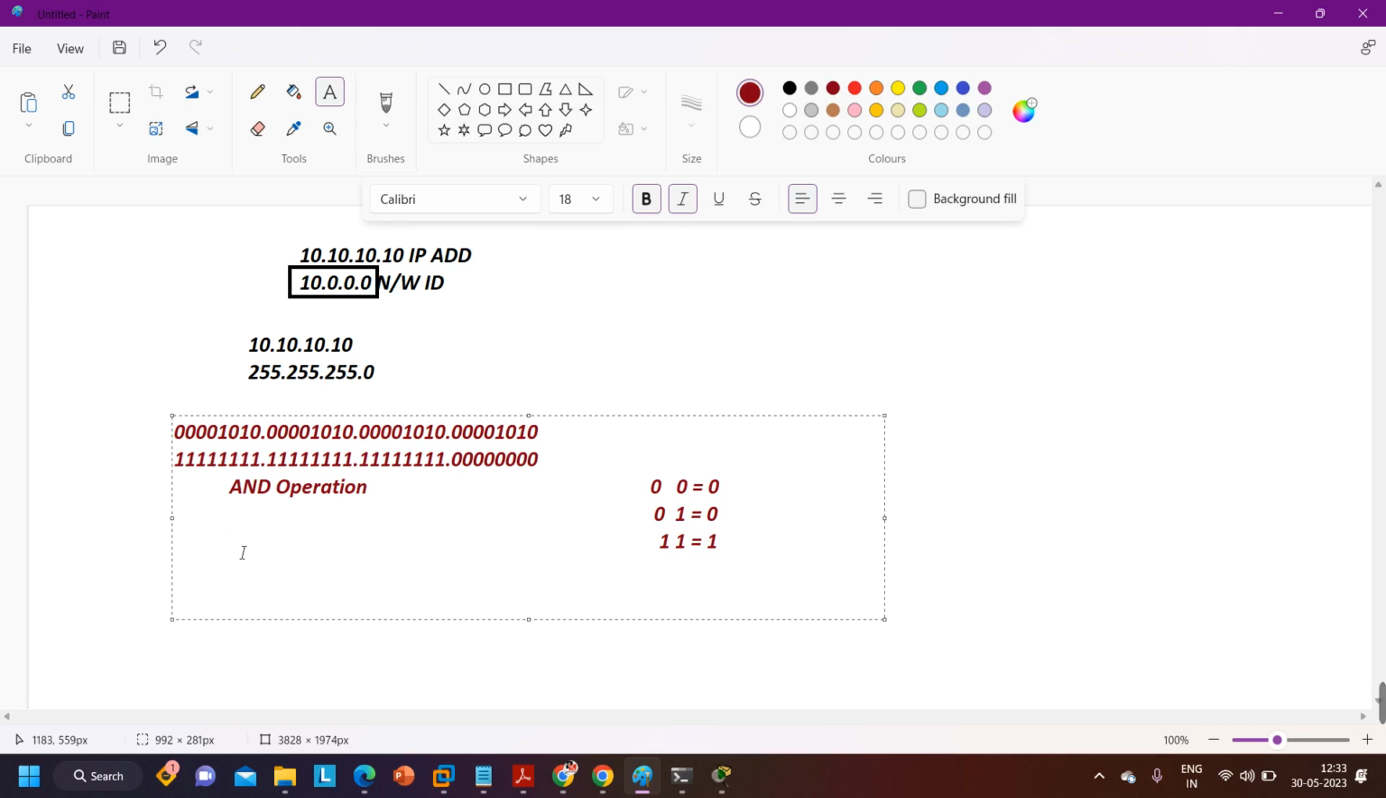It will be 00001010. Only the first octet keeps its value, and the rest changes. So this will be the result: 00001010, then 00000000, and all the rest will be 0. Yes or no? Yes.